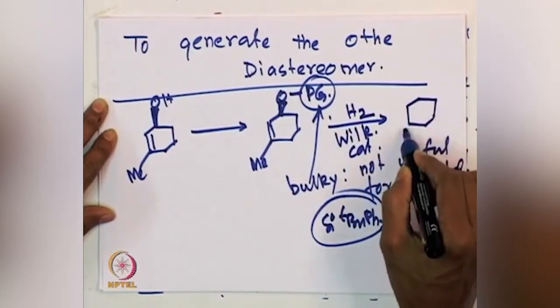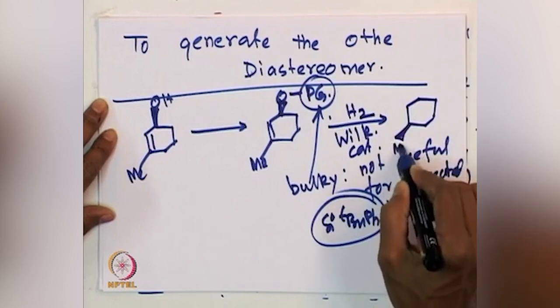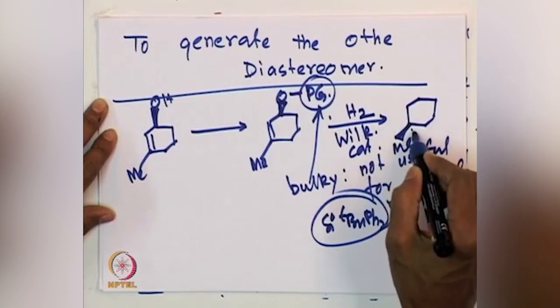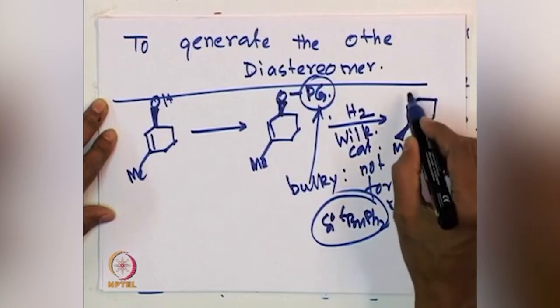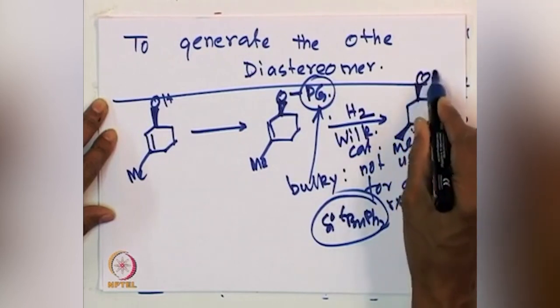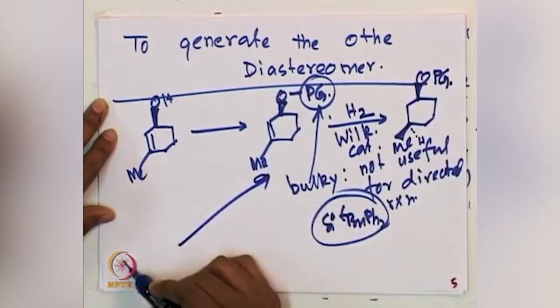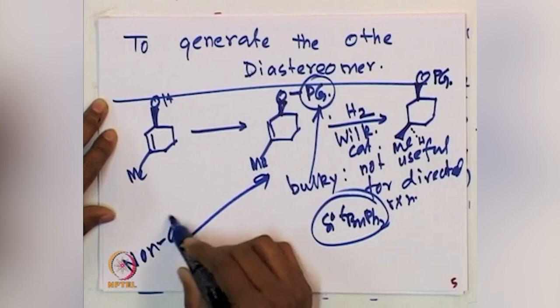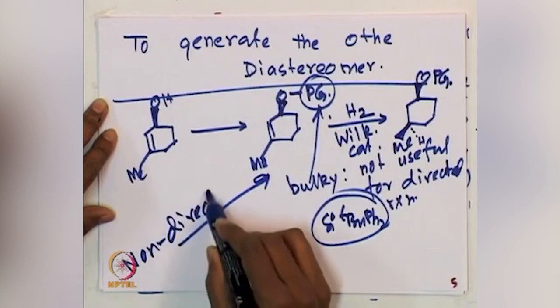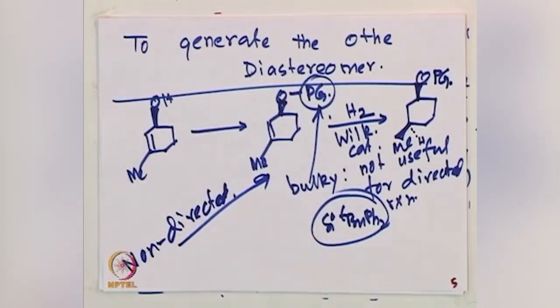Now instead of methyl below, you have the methyl up, because hydrogen addition is going on from the below side. So hydrogen from below, just opposite to what you have seen in the last place. Okay. So this is not directed anymore. This is non-directed hydrogenation you get. Of course, rhodium and iridium are good for the directed one, and Wilkinson catalyst for the non-directed one.